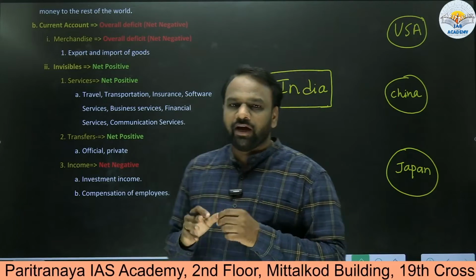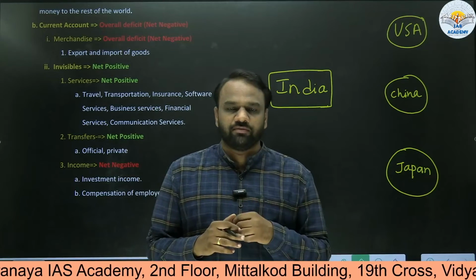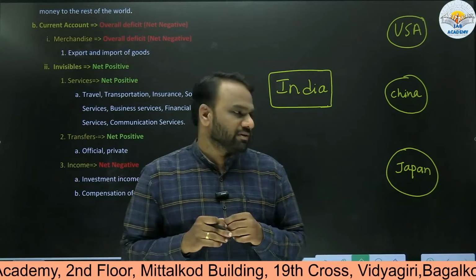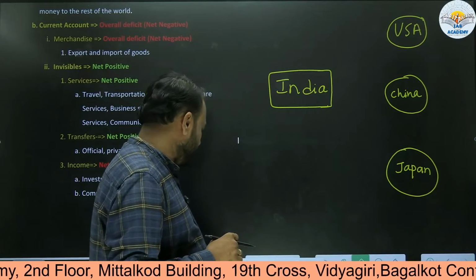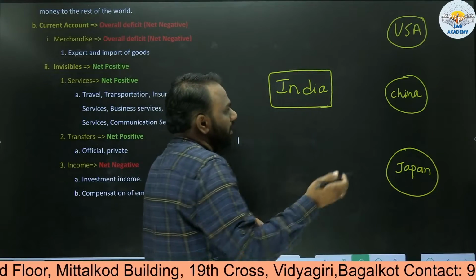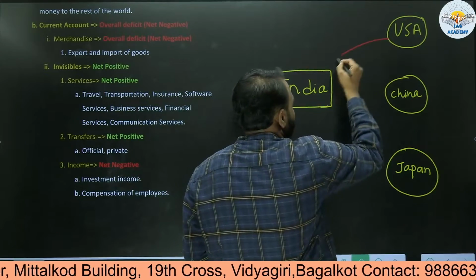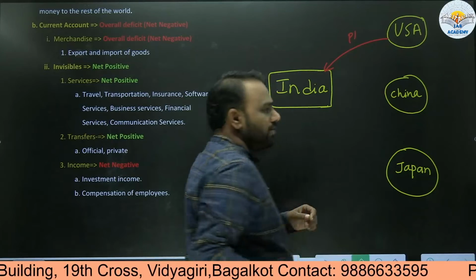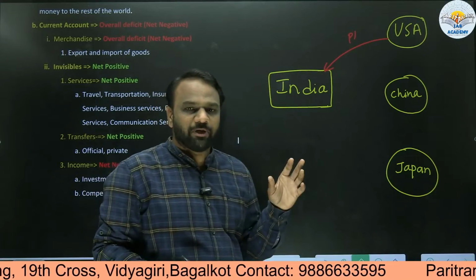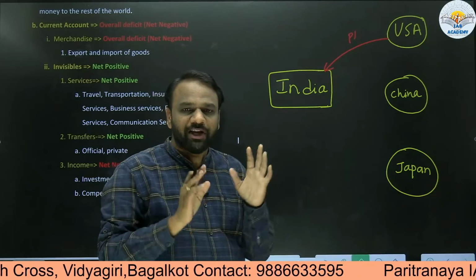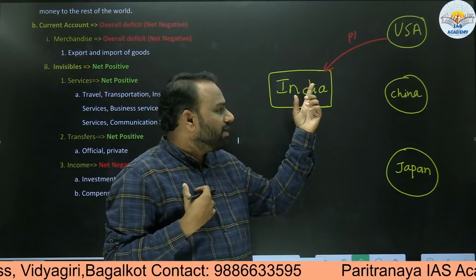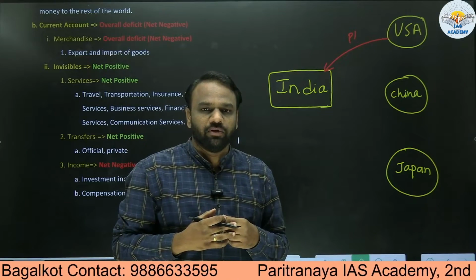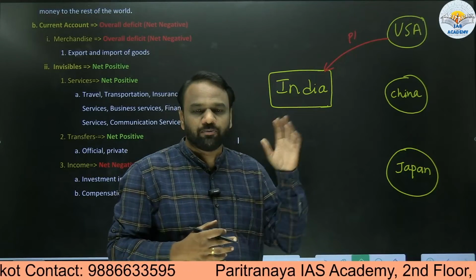Next, invisibles. Now, whenever we do trade on the things which are not visible to us, such kind of trade comes under invisibles. So let us take an example. Now, a person from USA visits India. Let us call this person as person 1. From India's perspective, whether this constitutes import or export. This is a very important point to note. From India's perspective, it is export.